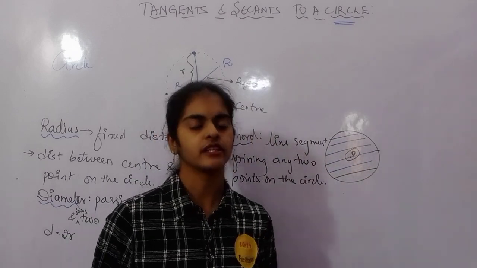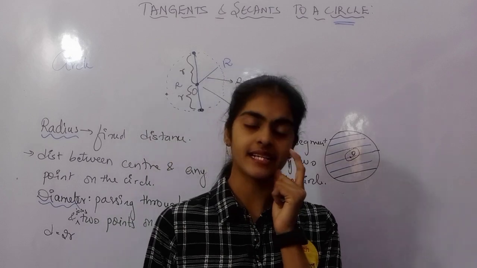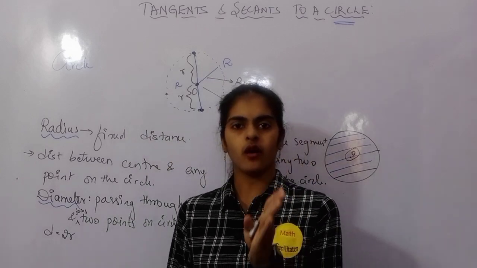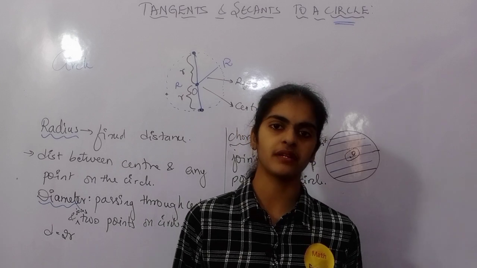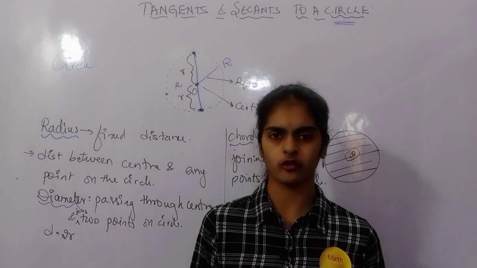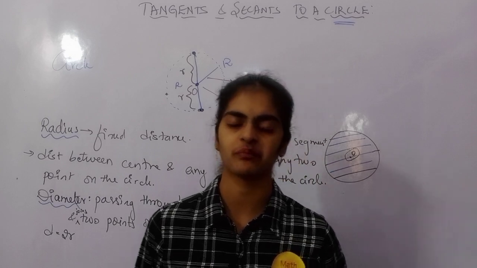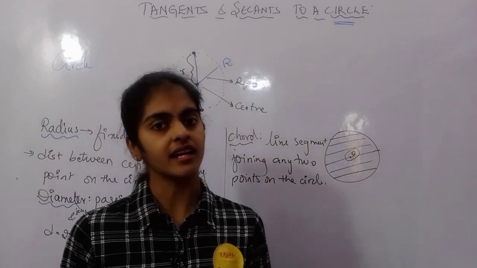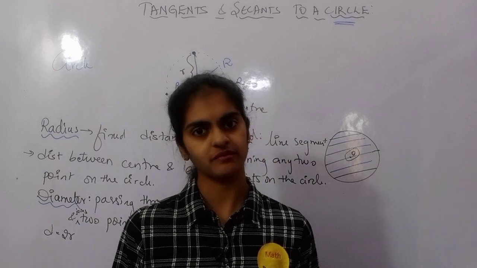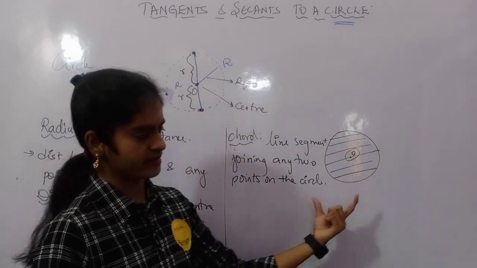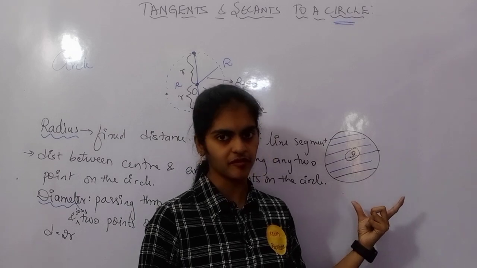So now I'll tell you a very important point. Understand this. All chords are not diameters, but all diameters are chords. Is this true or false? Quickly let me know in the chat box now. All chords are not diameters, but all diameters are chords. Answer? Did everyone answer now?